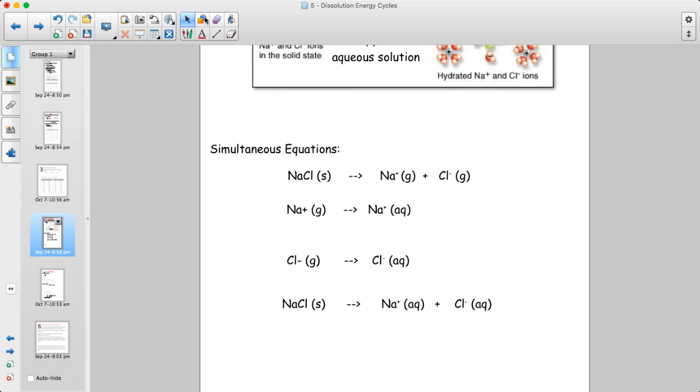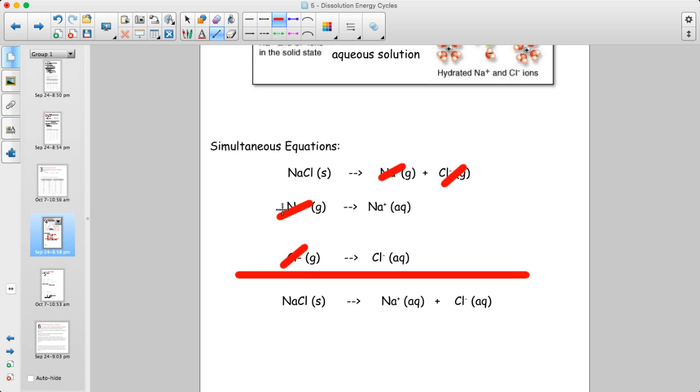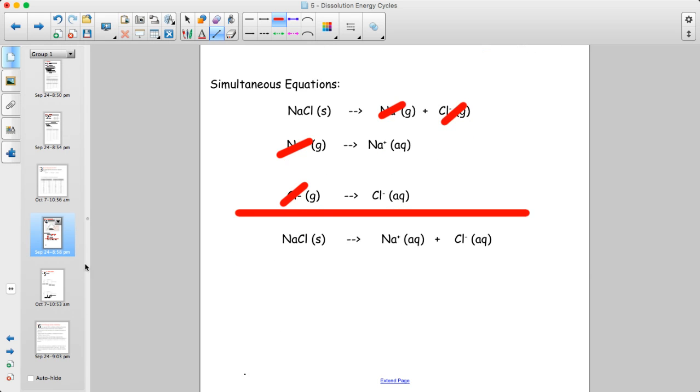Okay? Solved with simultaneous equations, we see the same thing. We've got the solid going to gas. This first is the lattice enthalpy. If I then look at the enthalpies of hydration, which are the gaseous ions becoming the aqueous ions, if I add those all together, then I see that the gaseous ions cancel out and the solid ends up becoming aqueous. So if you add together the lattice enthalpy with the two enthalpies of hydration that you care about, it should add up to the enthalpy of aqueous solution.